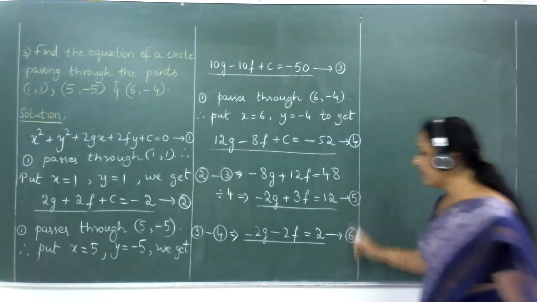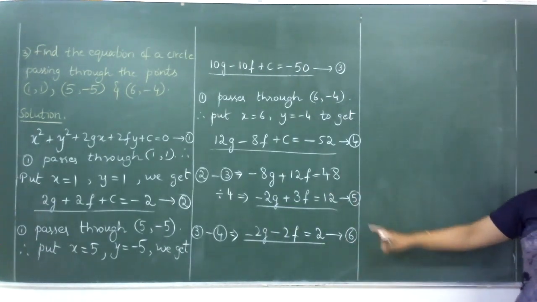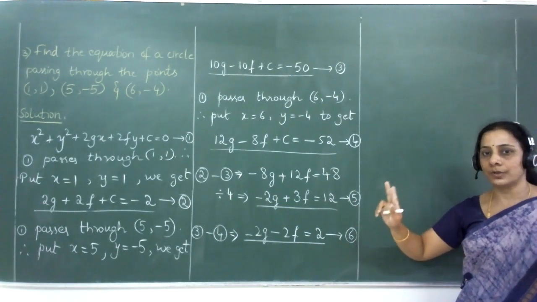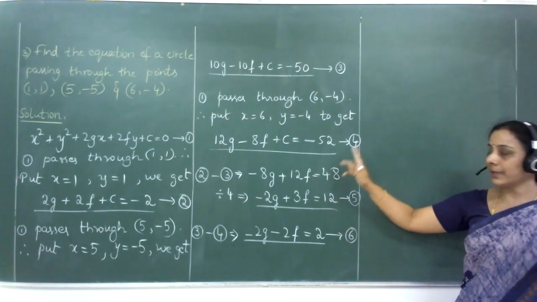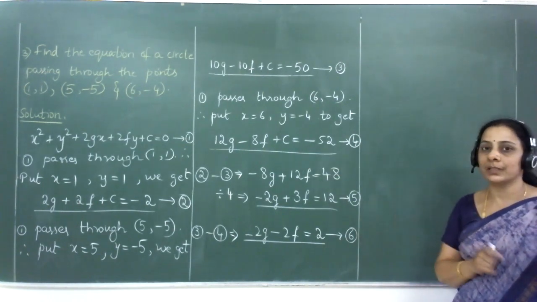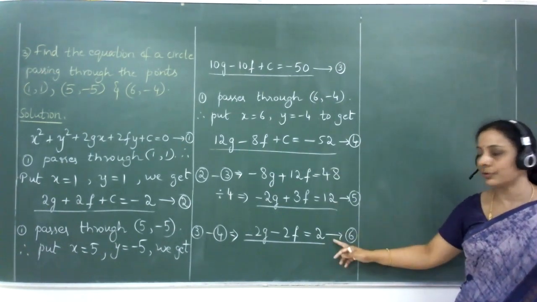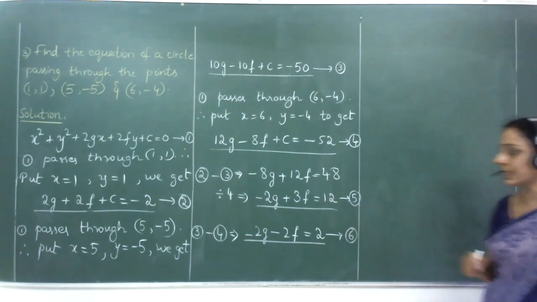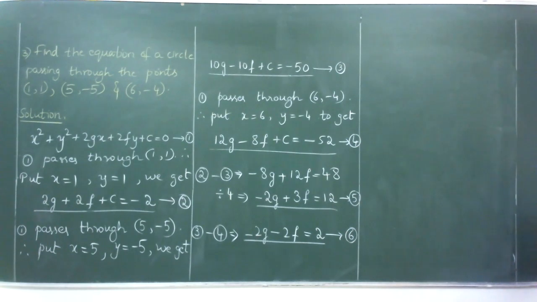Now we will have to solve equations 5 and 6 here. Look at here, equations 5 and 6, they have only 2 unknowns. Earlier we had 3 equations and 3 unknowns. After the elimination of the third parameter c, we reduced to only 2 equations having only 2 unknowns, which is easily solvable for g and f. So now we are solving equations 5 and 6 to find the values of g and f.